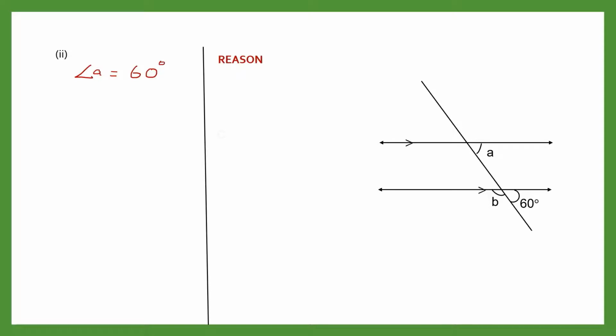And what is the reason? Corresponding angles are equal, right? So we have found the answer. Angle A is equal to 60 degrees. And the reason is corresponding angles are equal. Now, can we find a relation between B and 60? If you look carefully, they are adjacent angles on the same straight line.